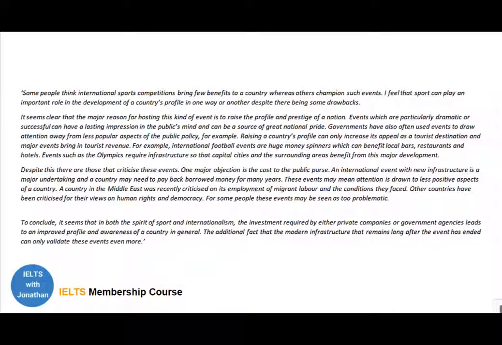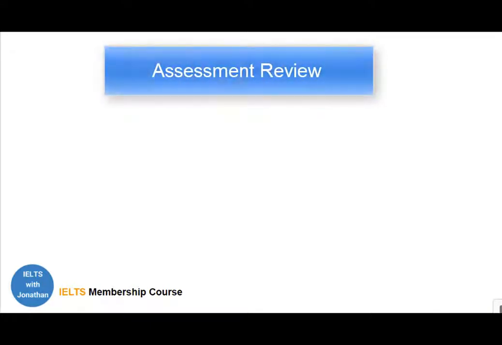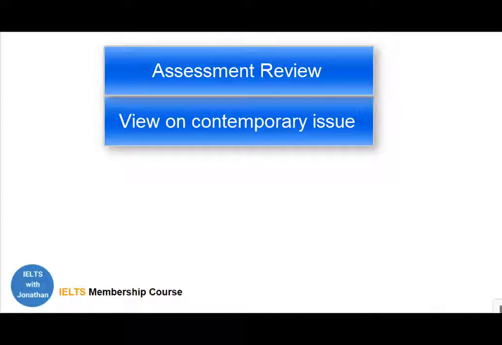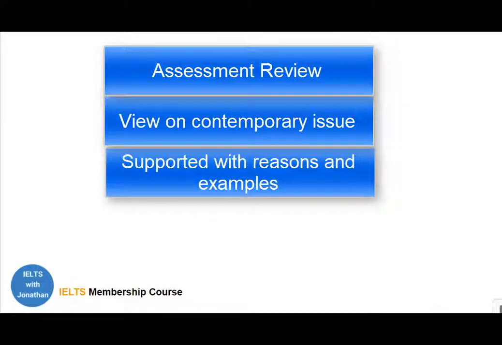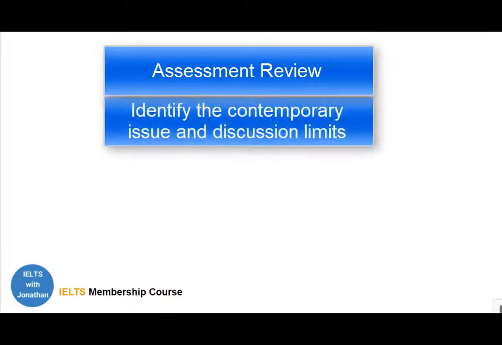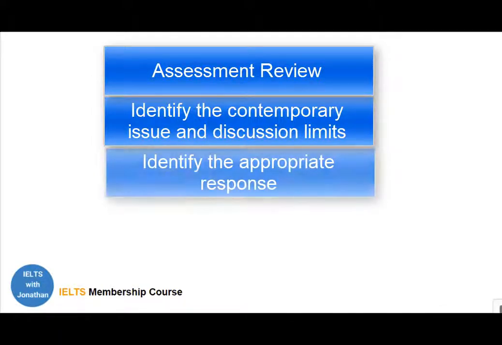So finally, to recap, in Task 2 you're asked to give an opinion about a contemporary issue and provide support of your opinion with reasons and examples. You need to identify the issue in the question and recognise the scope. A good point is that issues are likely to be familiar to most students. Not all the tasks are the same, however. By reading the question carefully, you can decide whether you need to present a solution, or compare and contrast evidence, or think about the opinions of other people.